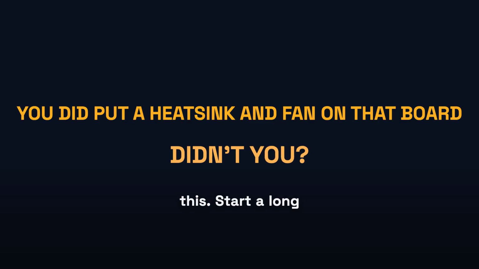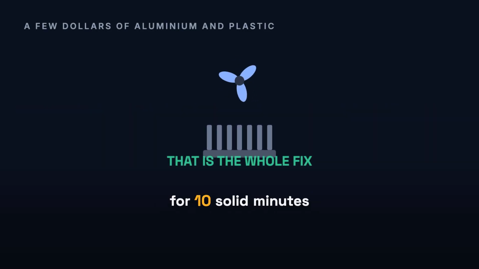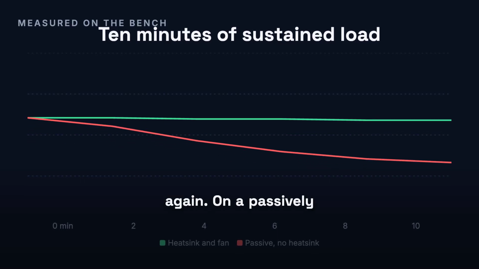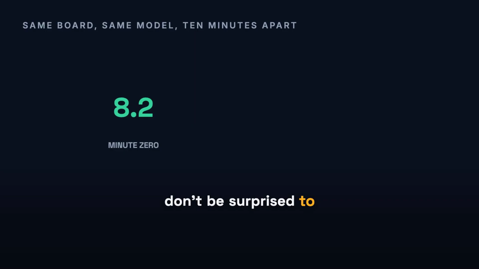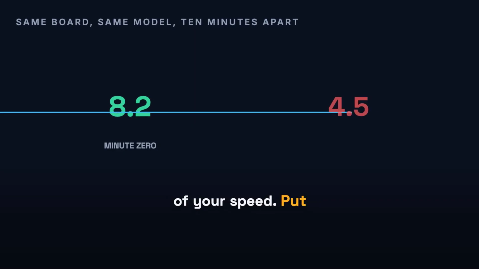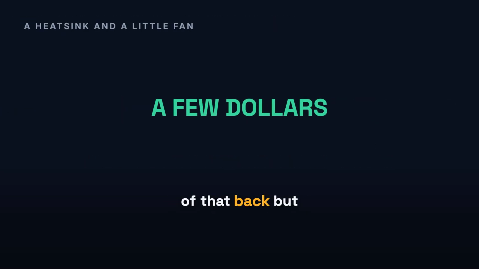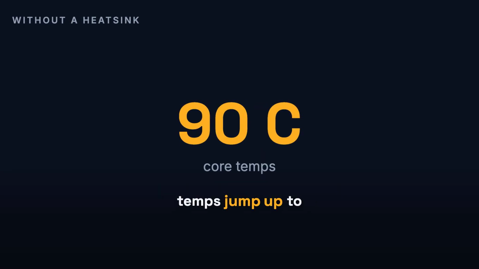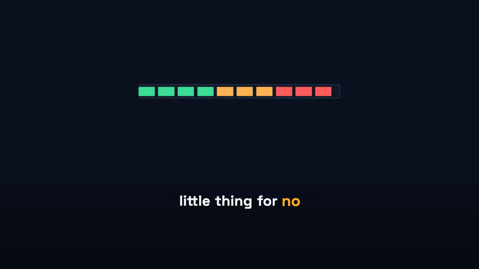Right? So do this. Start a long generation, or just loop your test prompt and let the thing run for 10 solid minutes and watch the temperature climb. Then go measure it again. On a passively cooled board with no heatsink at all, don't be surprised to lose a serious chunk of your speed. Put a heatsink and a little fan on it, and we're talking a few dollars here, and you'll claw most of that back. But seriously, as a side note guys, don't run these things without a heatsink. You'll watch the core temps jump up to 90 degrees C, and you're just killing the lifespan of that poor little thing for no reason.